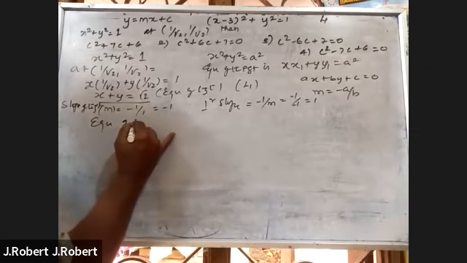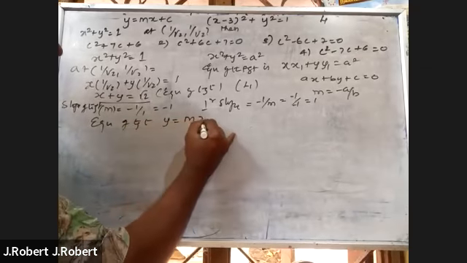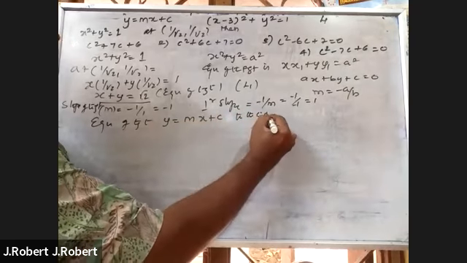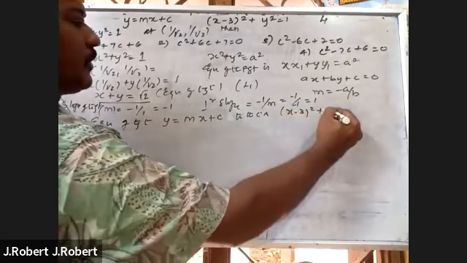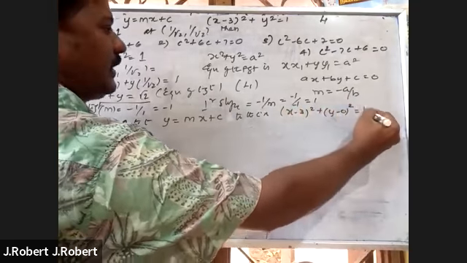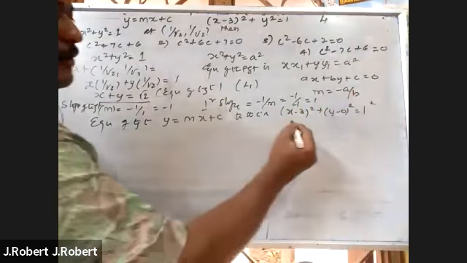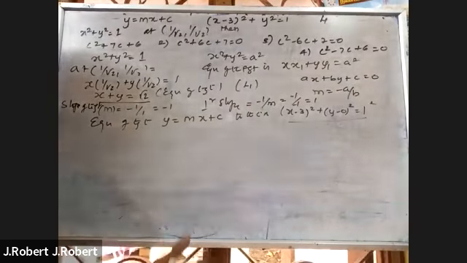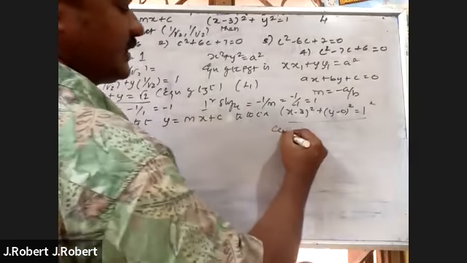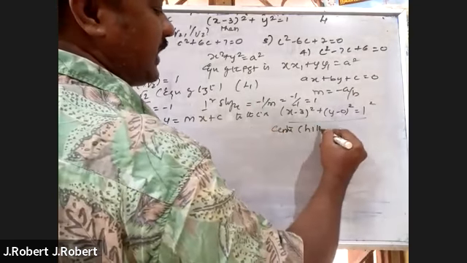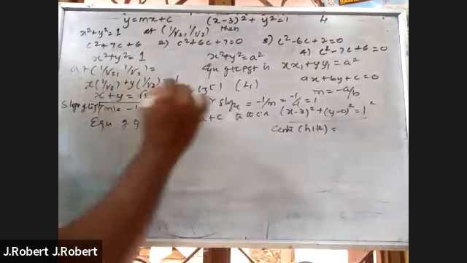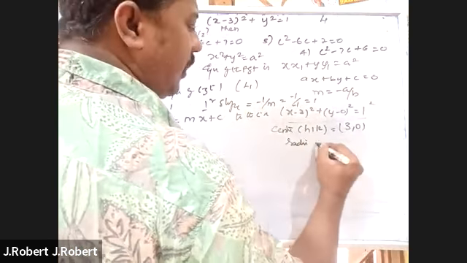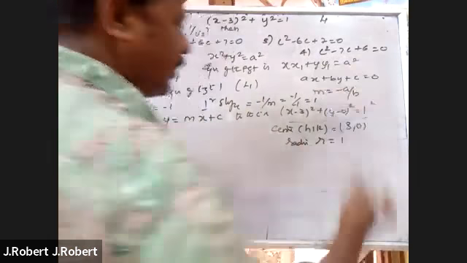ஈக்குவேஷன் ஆஃப் டான்ஜென்ட் is y equals to mx plus c to the circle x minus 3 the whole square plus y minus 0 the whole square equals to 1 square. இதை கம்பேர் பண்ணுங்க. இந்த சர்க்கிளை x minus h the whole square, y minus k the whole square equals to 1. அப்ப சென்டர் இதுல இருந்து பாத்தீங்கன்னா h, k, which is equals to 3, 0, and the radius r is equals to 1 square, that is called 1.